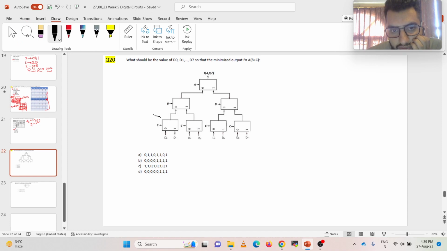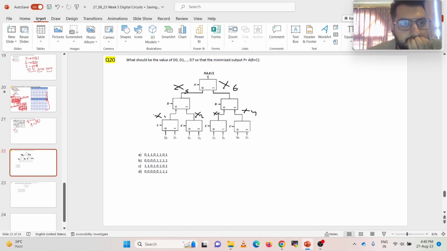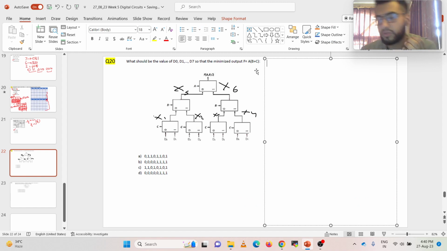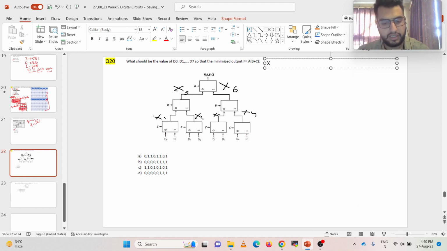I will call this x1, this x2, this x3, this x4, this x5, this x6. This is the elaborative way that I was talking about, the way that you could have solved it. So x1 is a 2:1 mux and C is your select line.